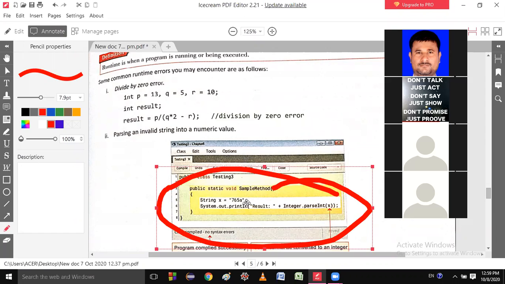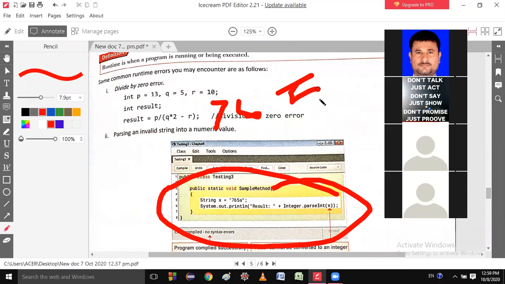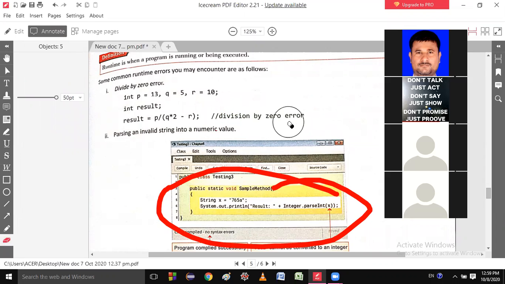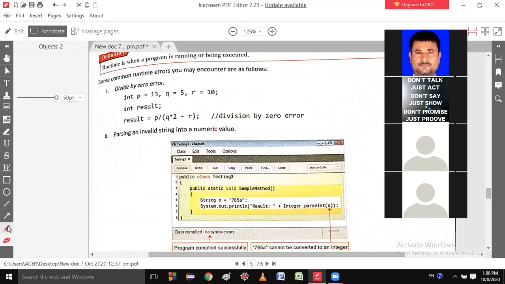765A, is this an integer? No. Why? Because there is an A, and A is not an integer. If it was written 765, then it would be correct, so it could be converted into integer form. But it had an A also, that's why it is not an integer. So this method is used to convert a string into an integer.